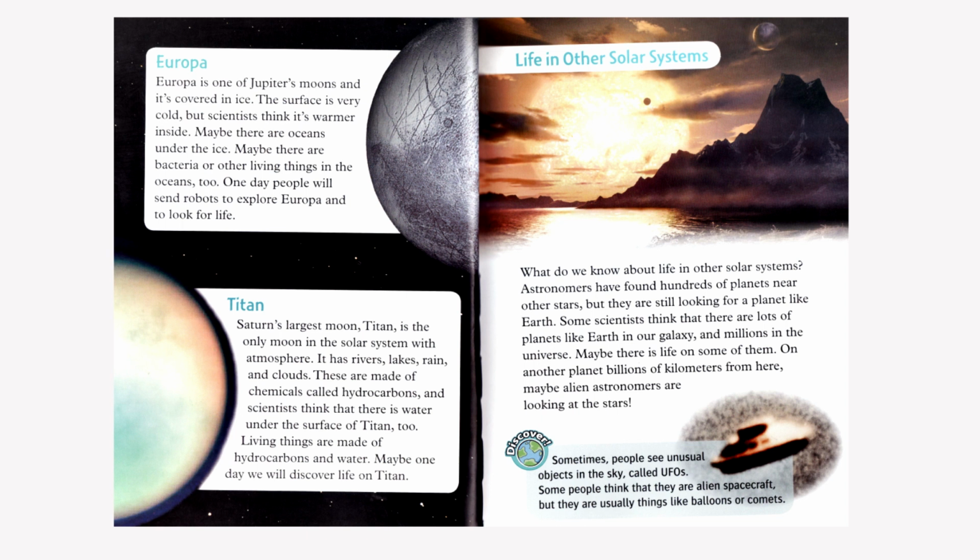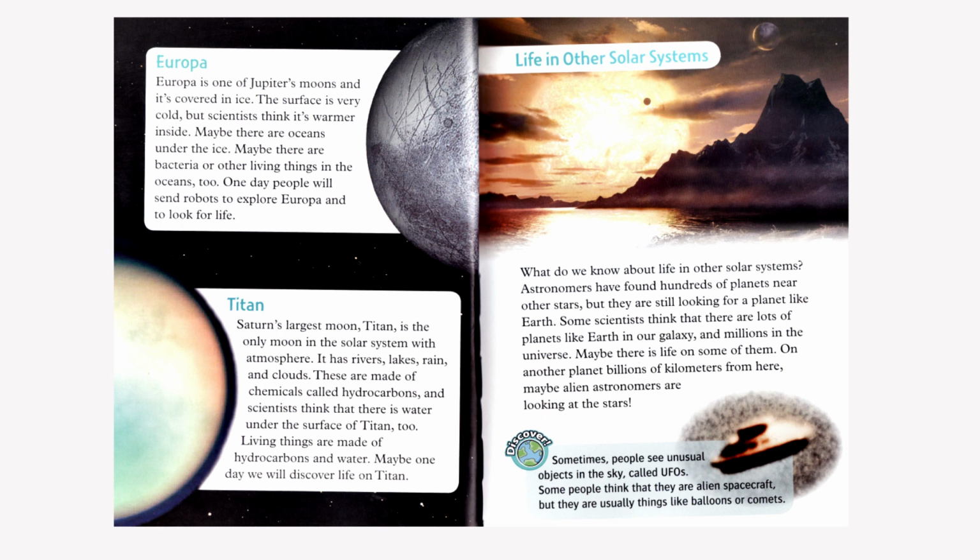Life in other solar systems. What do we know about life in other solar systems? Astronomers have found hundreds of planets near other stars, but they are still looking for a planet like Earth. Some scientists think that there are lots of planets like Earth in our galaxy and millions in the universe. Maybe there is life on some of them. On another planet billions of kilometers from here, maybe alien astronomers are looking at the stars.